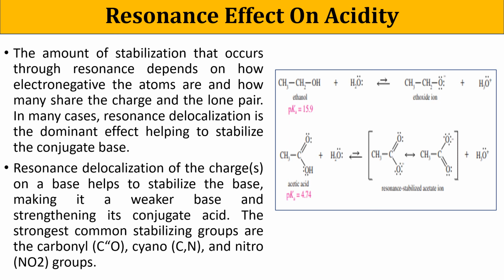Resonance delocalization is the most common type of stabilization. Resonance delocalization of charge on a base helps to stabilize the base, making it a weaker base and strengthening its conjugate acid. The strongest common stabilizing groups are the carbonyl, cyano, and nitro groups.